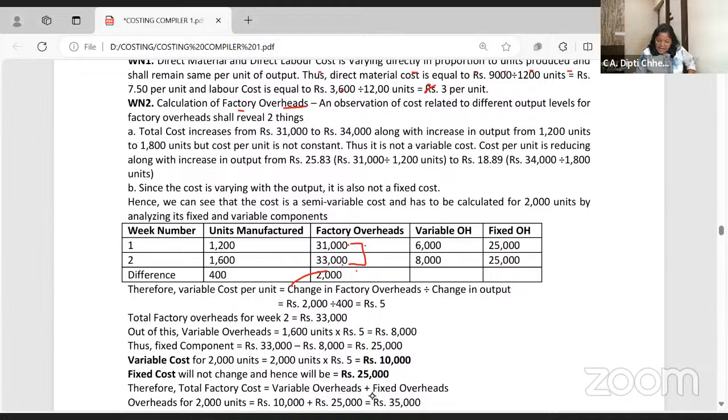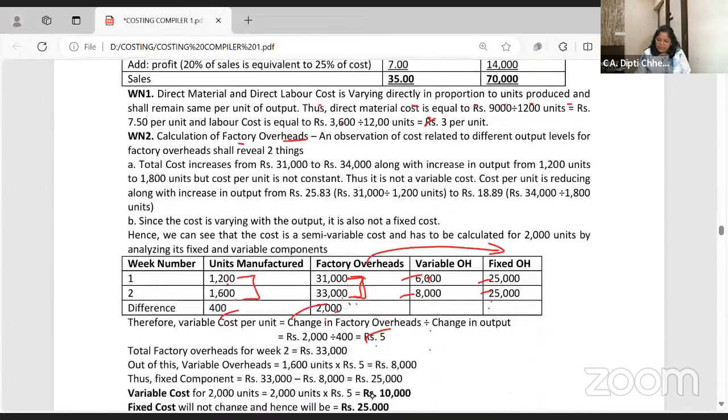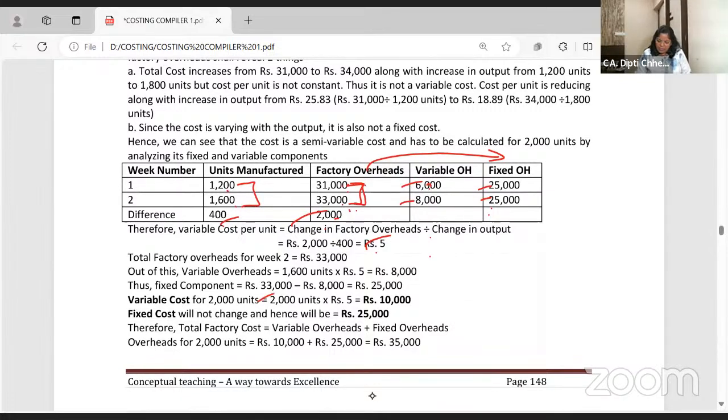For factory overhead, look at the change in cost, 31 to 33, and the change in units. The change in the factory overhead is only because of the variable element. What's the nature of factory overhead? Semi-variable. So change in cost is due to change in units. So the variable part is 5 per unit. 1,200 into 5 is 6,000; 1,600 into 5 is 8,000. But the total is this. So in factory overhead, what is fixed overhead? 25,000. What is variable? 5 per unit. So can we do factory overhead for 2,000 units? 5 into 2,000 is 10,000, plus fixed overhead.